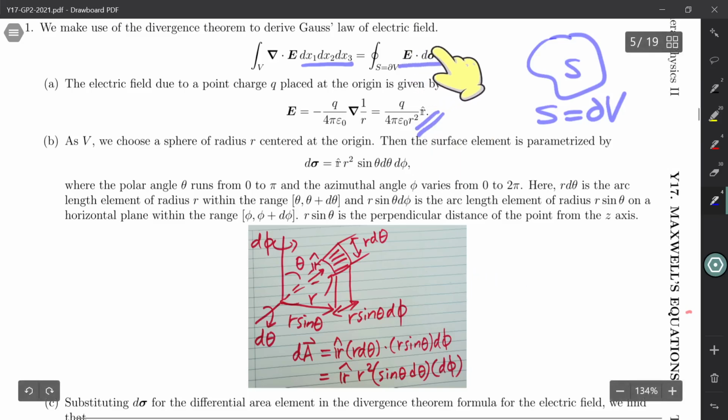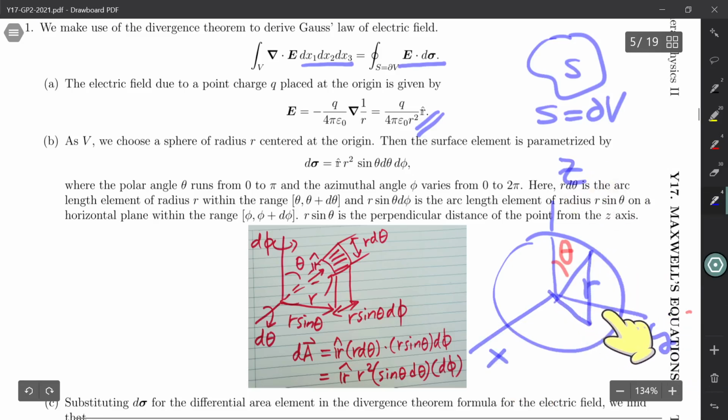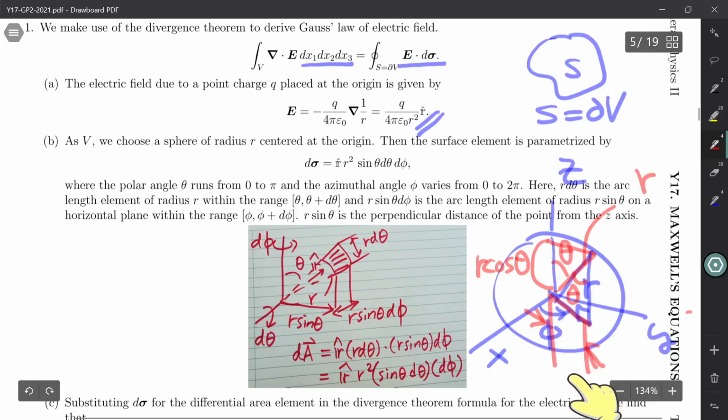And for the surface element, if we consider a sphere of radius r, we have the polar angle theta and the azimuthal angle phi, and this is a right angle. This is r, this is r, and this is theta. So the z component is r cosine theta, and the planar radius rho equals r sine theta.